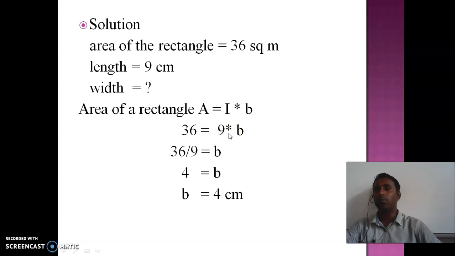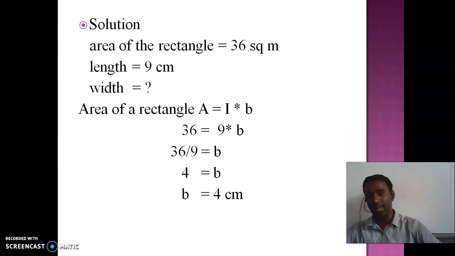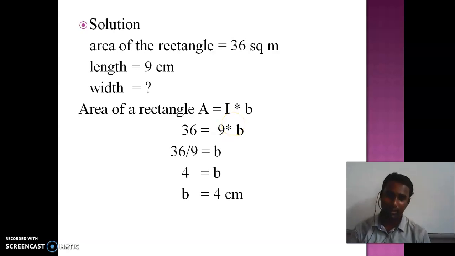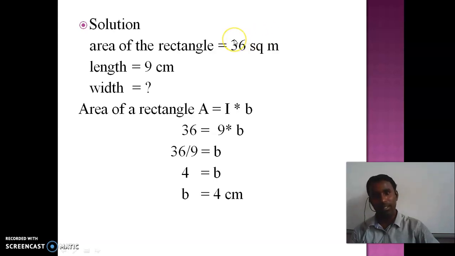So for this kind of problem, just think: area of a square is a square, or side square. And area of a rectangle means length and breadth. If you multiply length and breadth, we will get the area of the rectangle. So from the given data we have to identify the length and breadth, substitute, and find the value of the area of the rectangle. This kind of problem will be there in your book also.